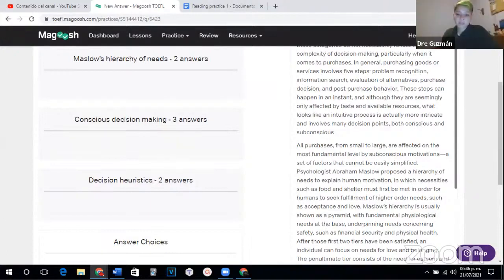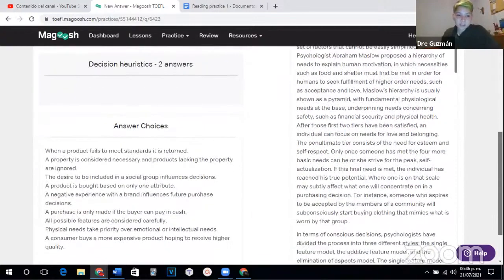If someone else knows, you can also raise your hand. And what do you think? I think decision heuristics. Okay, decision heuristics.